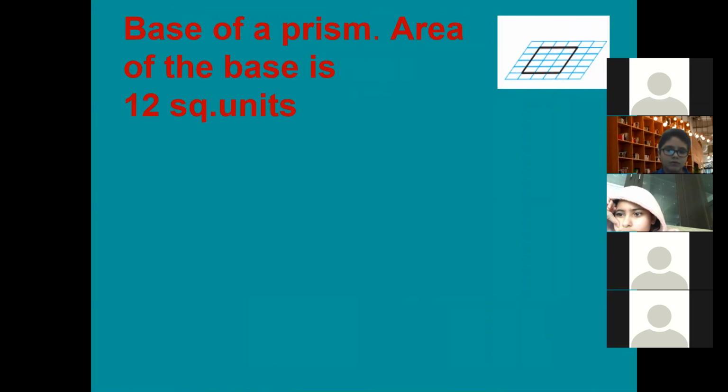Now, what is this? Please read, Yusuf. Base of a prism. Area of the base is 12 square units. A prism will have a base. So the area of the base is, see how many cubes are inside the black? Count.